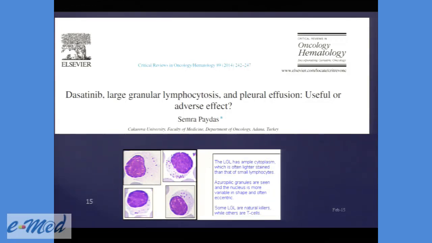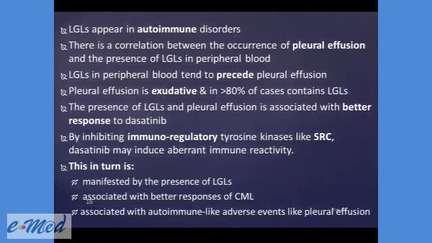In the coming slides, I would like to discuss a very interesting association between treatment with dasatinib, the presence of large granular lymphocytosis, the occurrence of pleural effusion, and good response to treatment. Large granular lymphocytes are a subclass of white blood cells with a characteristic immunophenotype. They can be found in patients with autoimmune disorders, amongst others.